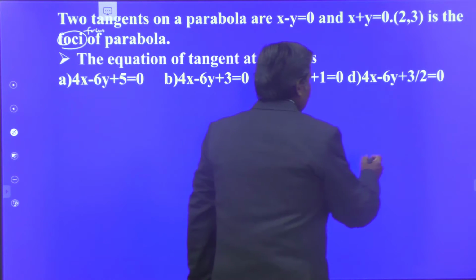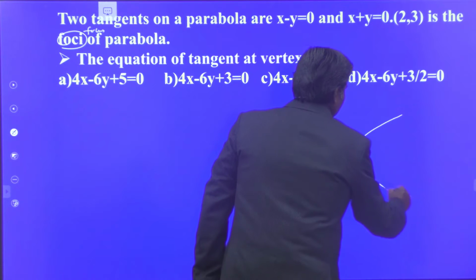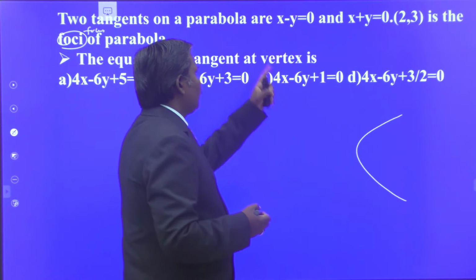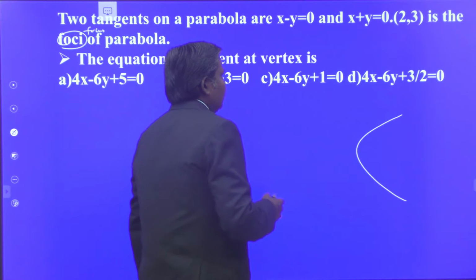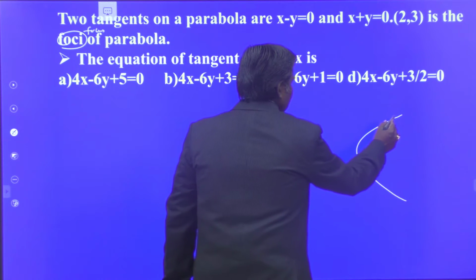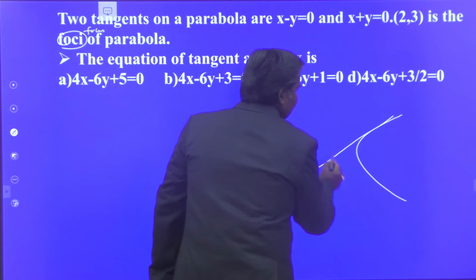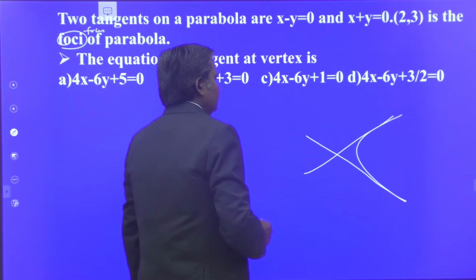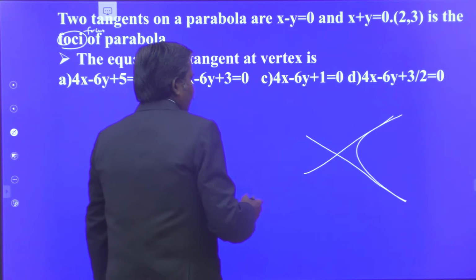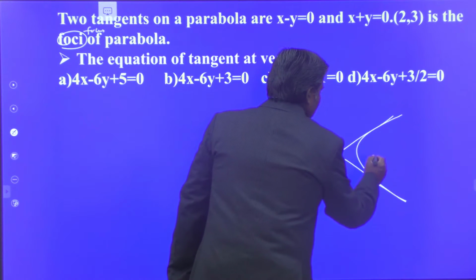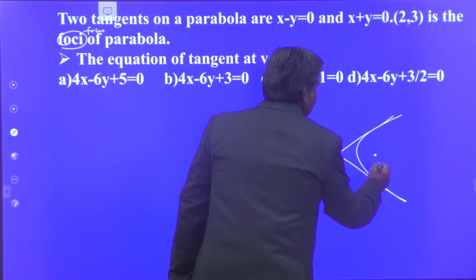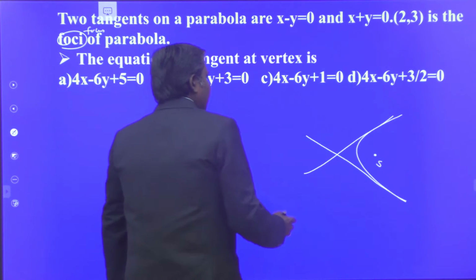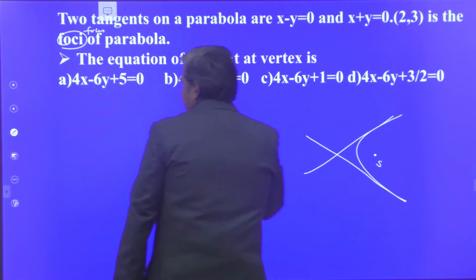So let us try to draw the rough diagram. This is the parabola. Two tangents are given to you. One is x plus y equal to 0, the other one is x minus y equal to 0. So this is one of the tangents, and this is the other tangent. And the focus of the parabola is also given to you. This is focus S. Now they are asking for the tangent at the vertex of the parabola.